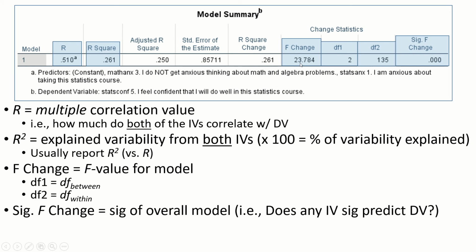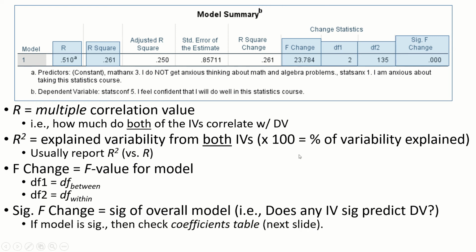And so our F is 23.78, degrees of freedom between 2, degrees of freedom within 135. And then our p-value here, we get the triple zeros, so we can denote that as p less than 0.001. All right, so we do have a significant p-value here. Our F value is significant. So then we can move on and check the coefficients table in the next slide. And that coefficients table will tell us which independent variables uniquely, significantly predicted our outcome here.